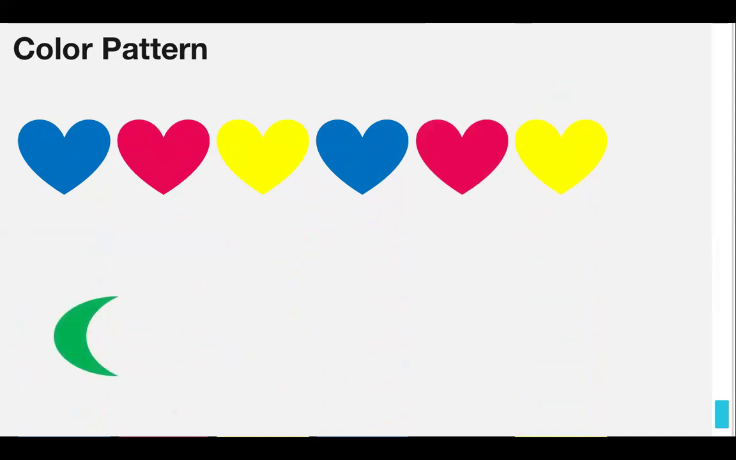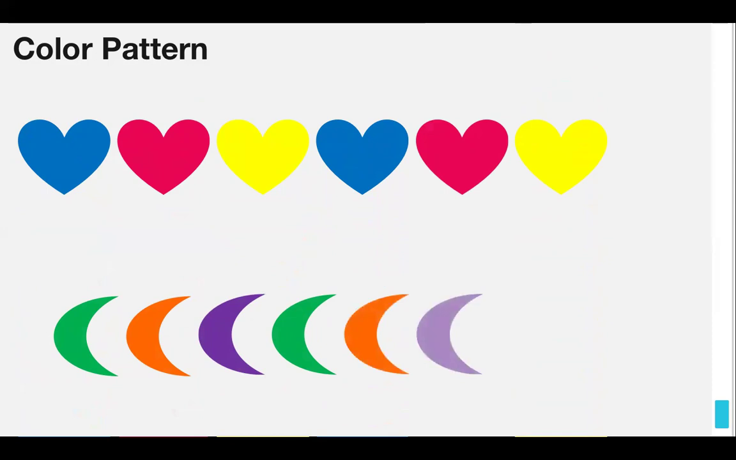So if we have green, orange, purple, then we go back to green. So what's next? So orange, purple, then back to green, orange, purple. Okay, so these are the examples of color patterns.